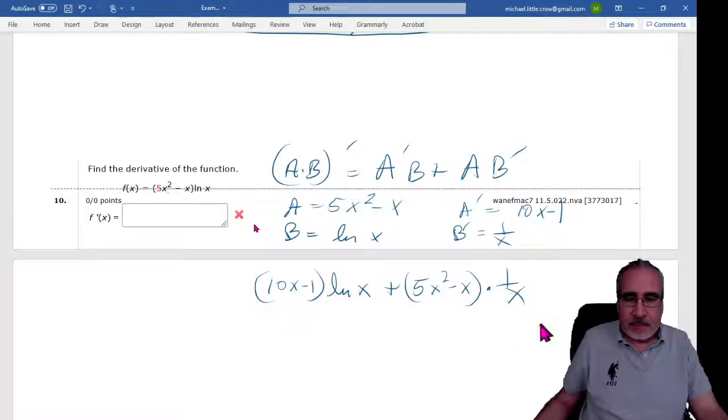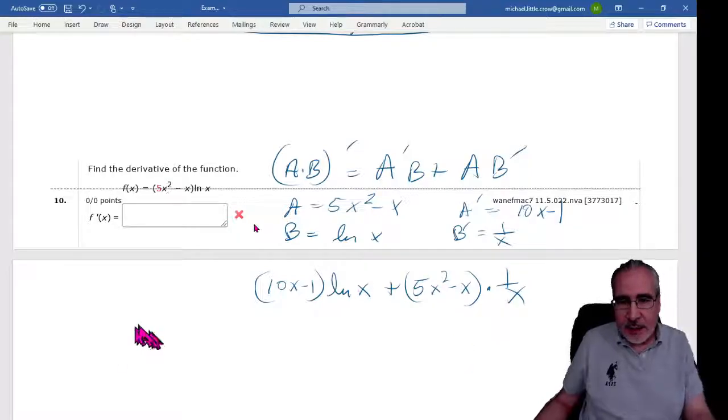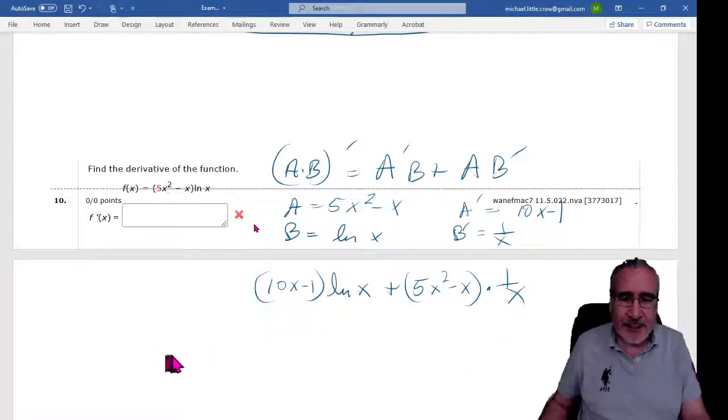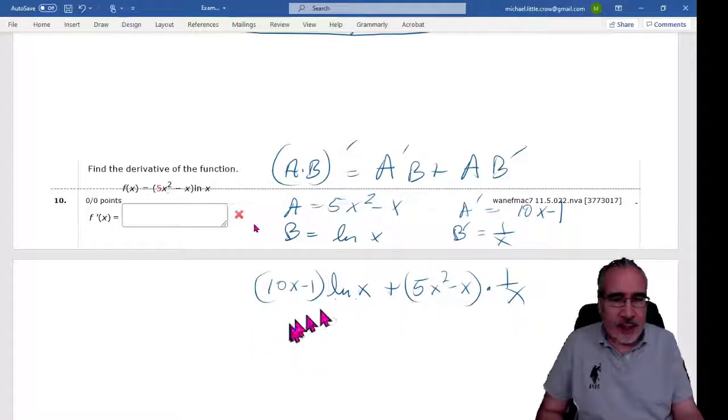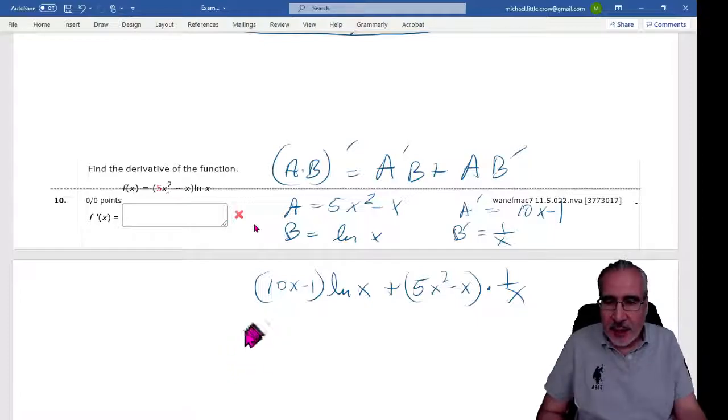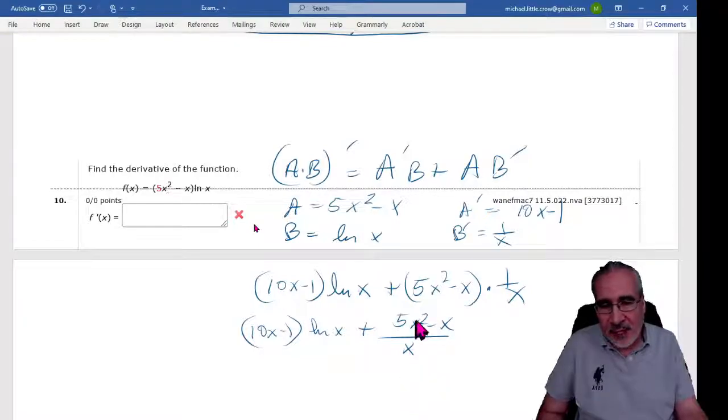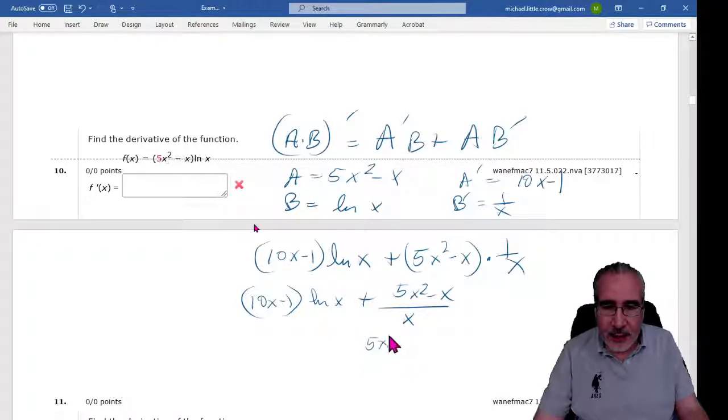And again, you could write this as a fraction with the x underneath. Not too much we could do here. We could distribute. I don't see really any advantages in doing either of those, but something like this, maybe just 10x minus 1 natural log of x plus 5x squared minus x over x. Now that we've done that, I guess we could cancel out an x. Now this x has to cancel with both of these because it distributes, right? So it's 5x squared over x minus x over x. So we get 5x minus 1 over here.